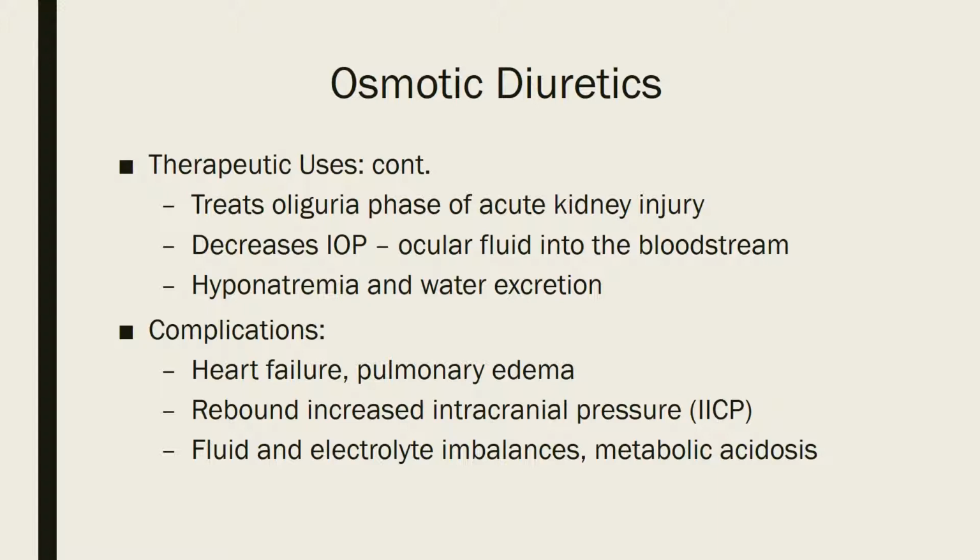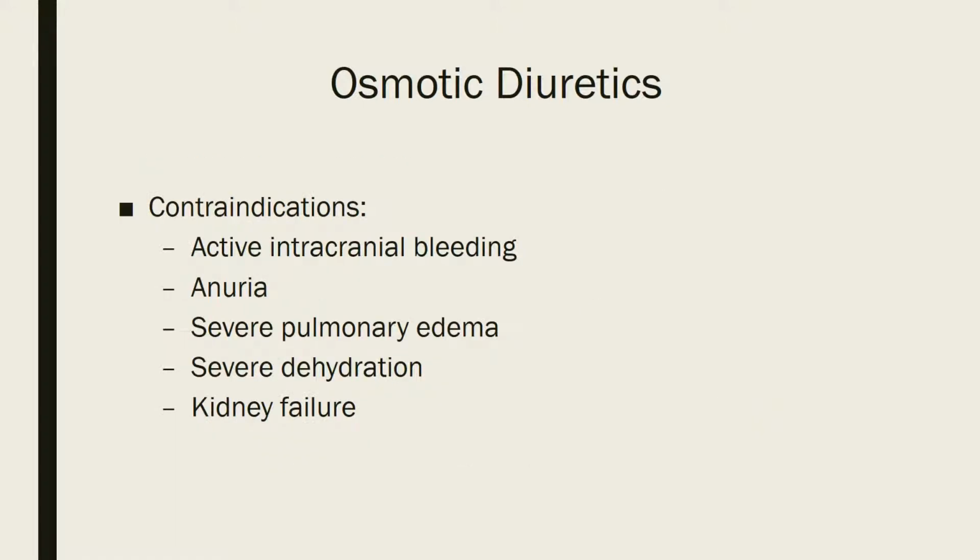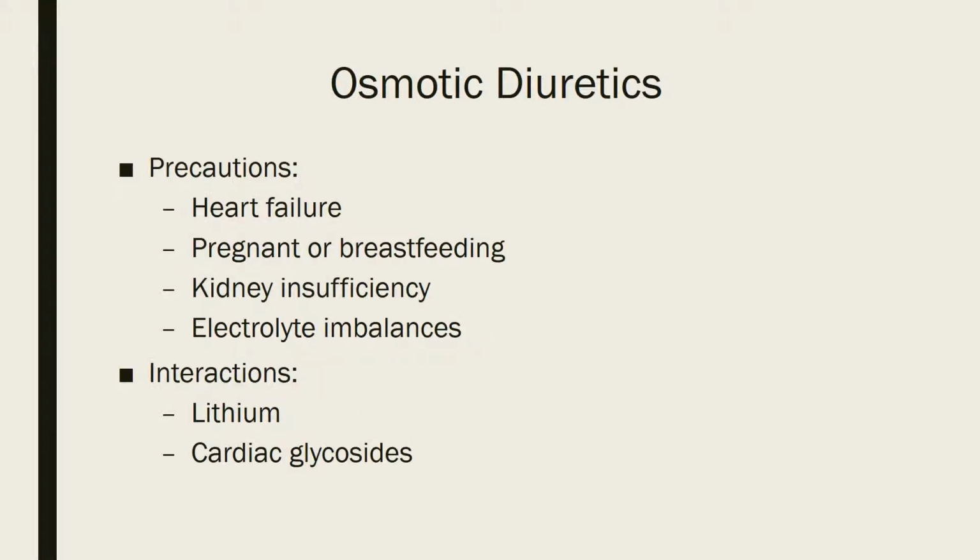Fluid and electrolyte imbalances and metabolic acidosis. So monitor lab values, and monitor for drowsiness and restlessness, which are signs of metabolic acidosis. Contraindications, obviously, are an active intracranial bleed, anuria, severe pulmonary edema, severe dehydration, and kidney failure. Precautions: anybody that has heart failure, is pregnant or breastfeeding, or has kidney insufficiency or electrolyte imbalances. Interactions are lithium and cardiac glycosides, which we will talk about in a couple chapters down the road.